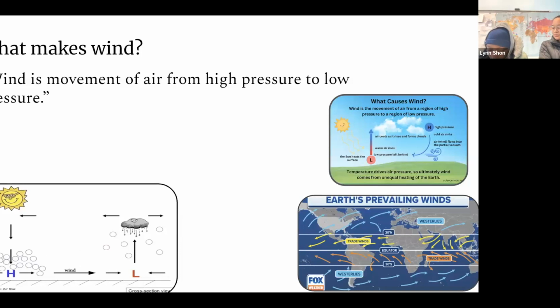Wind can travel short distances, but it can also travel very long distances. The winds that travel long distances are called prevailing winds. Prevailing winds are strong enough to move waves.